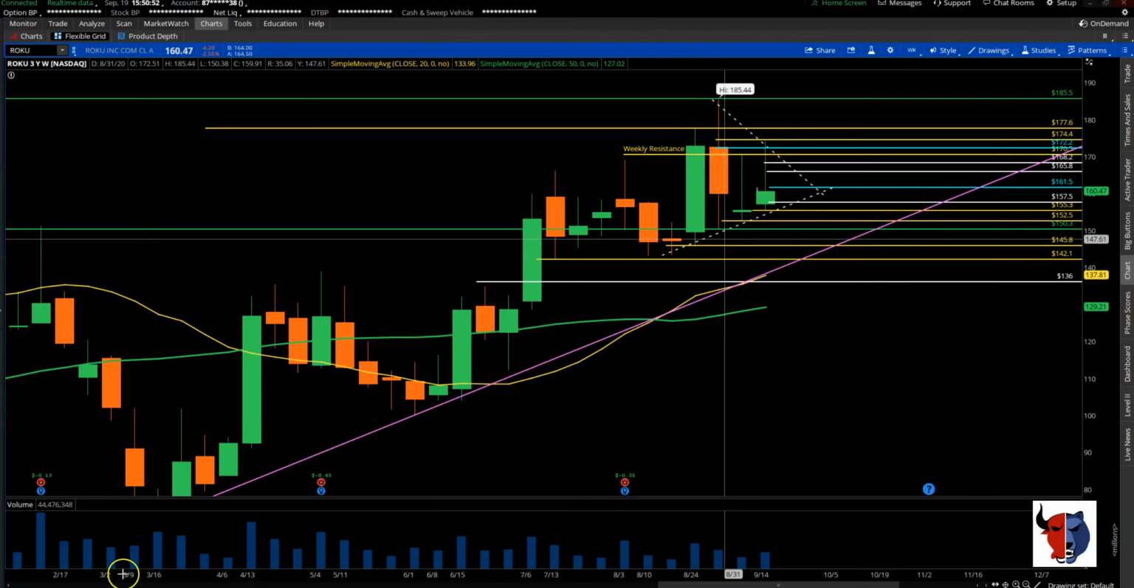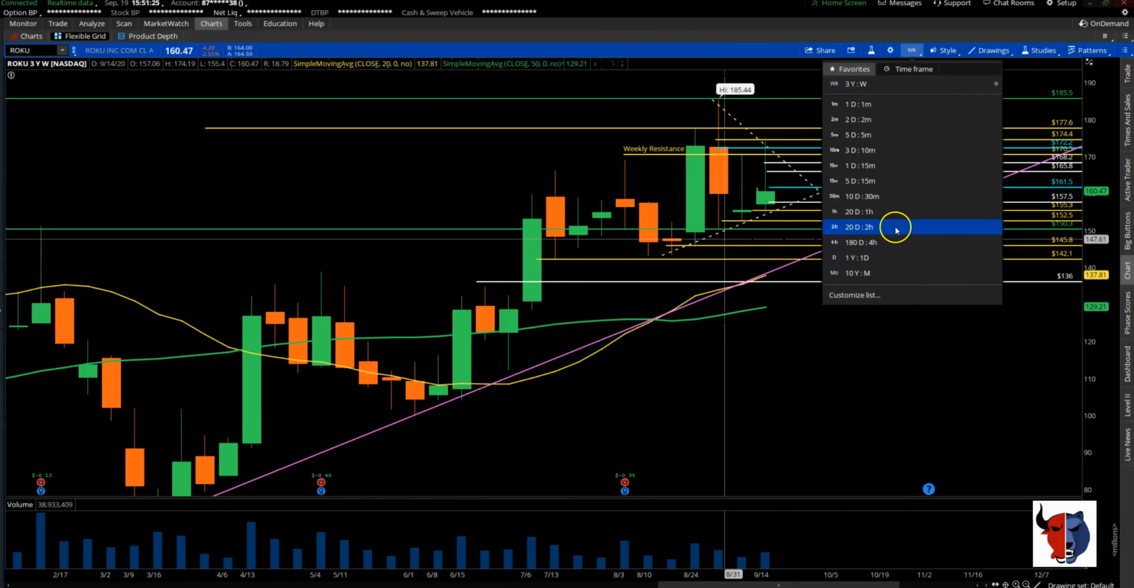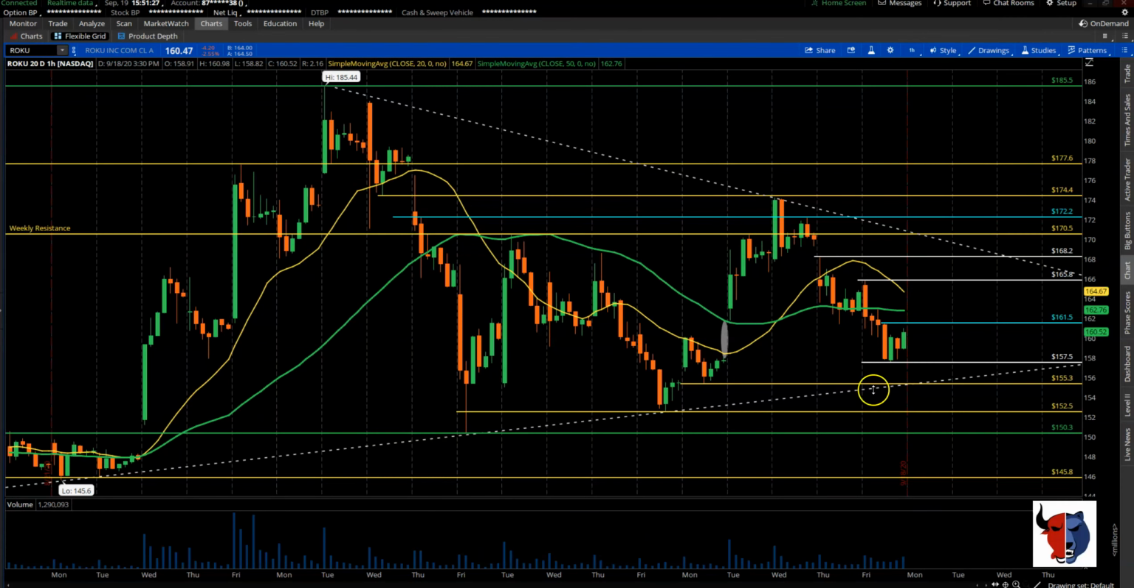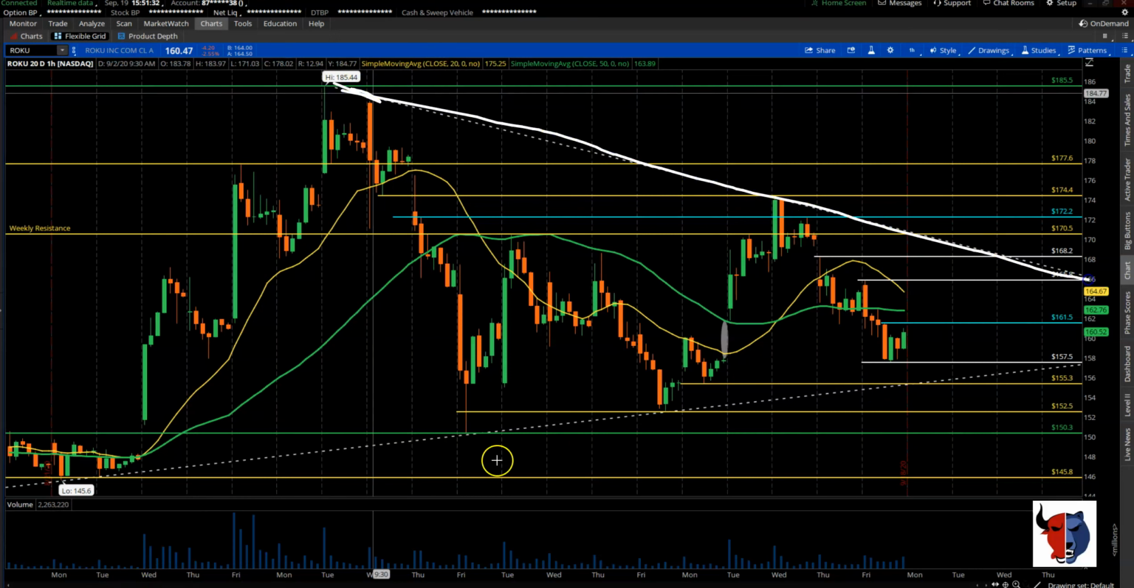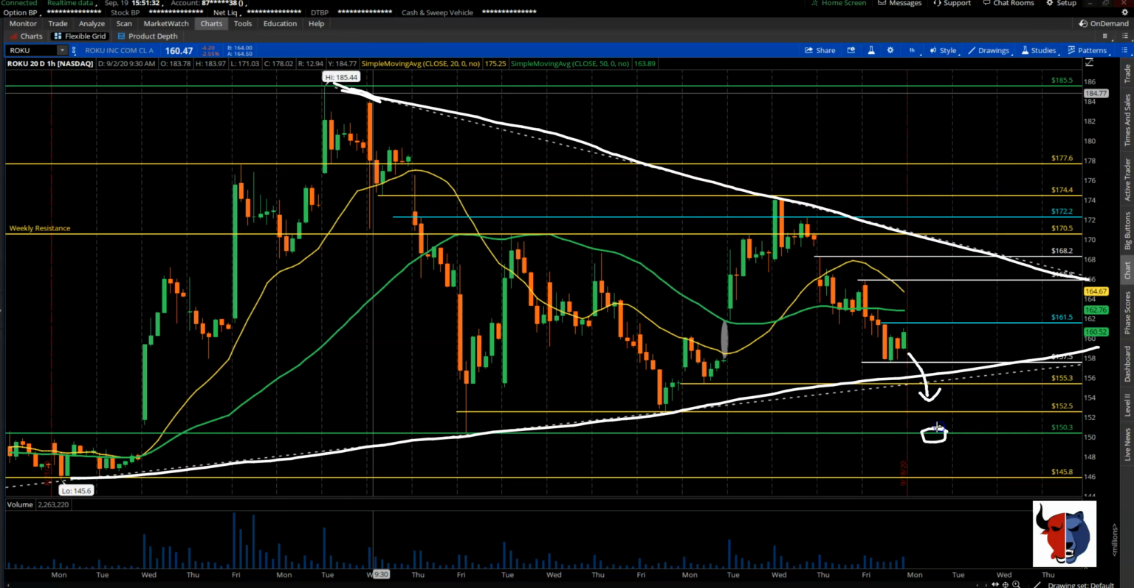So if we move down to daily time frame, which we already were, actually let's move down to an hourly time frame. So here's the hourly chart. You can see we have this trend line, downtrend line, and then this up trend line, sort of. So we're in the low end of that one. So if we give that up, I can see some bearish move towards 150 area before it finds support.